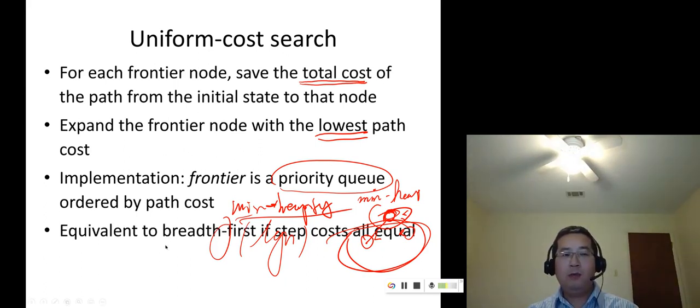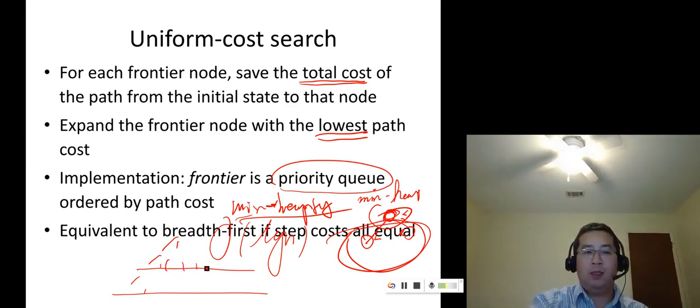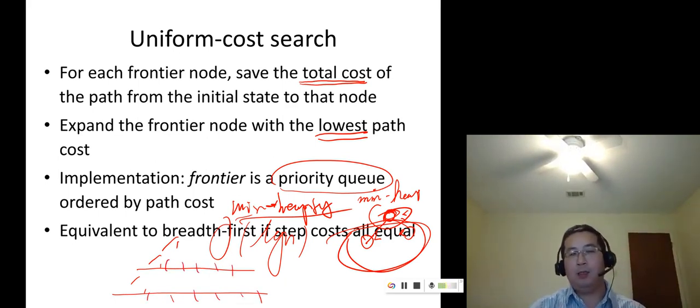This one is equivalent to BFS if the step costs are all equal, of course. If they're the same, it will go layer by layer, correct? Because the lowest path must be in a layer where some nodes haven't been explored. That will be the lowest path, because each cost is the same, 1. So you have to exhaust all the nodes in that layer and then continue with the next layer.